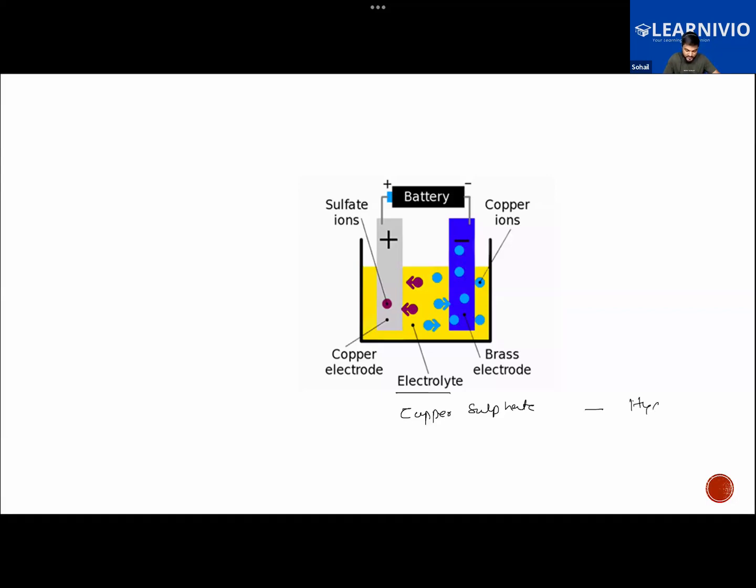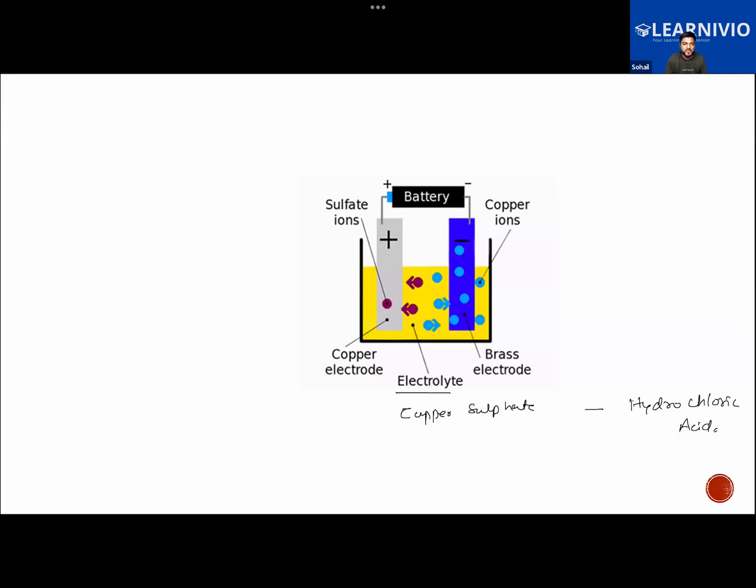No, let me explain why. I can't take hydrochloric acid here because of the following reason. As per the rule, the first thing we learned is that we choose the metal object on which electroplating is done, and the metal which we will be using to do electroplating. That has been done.